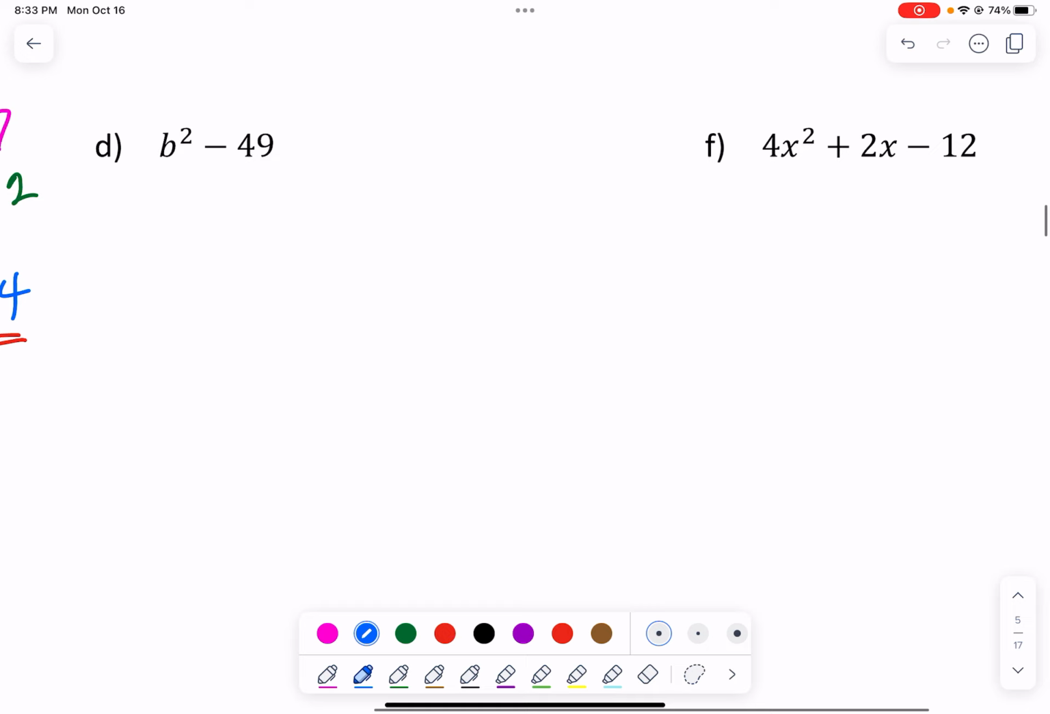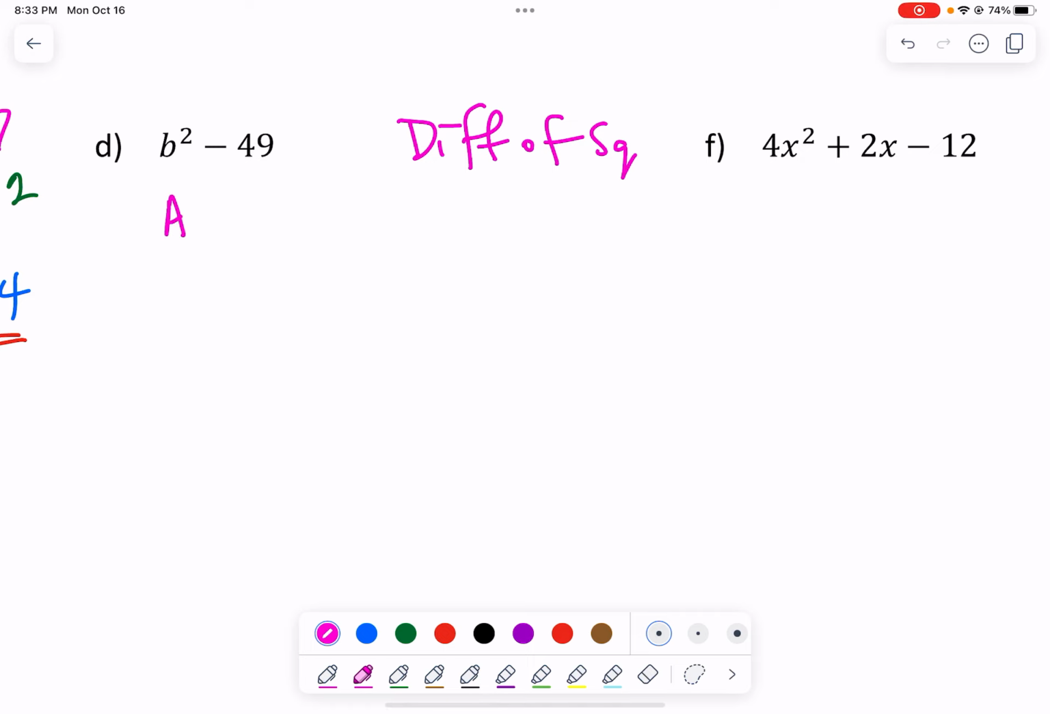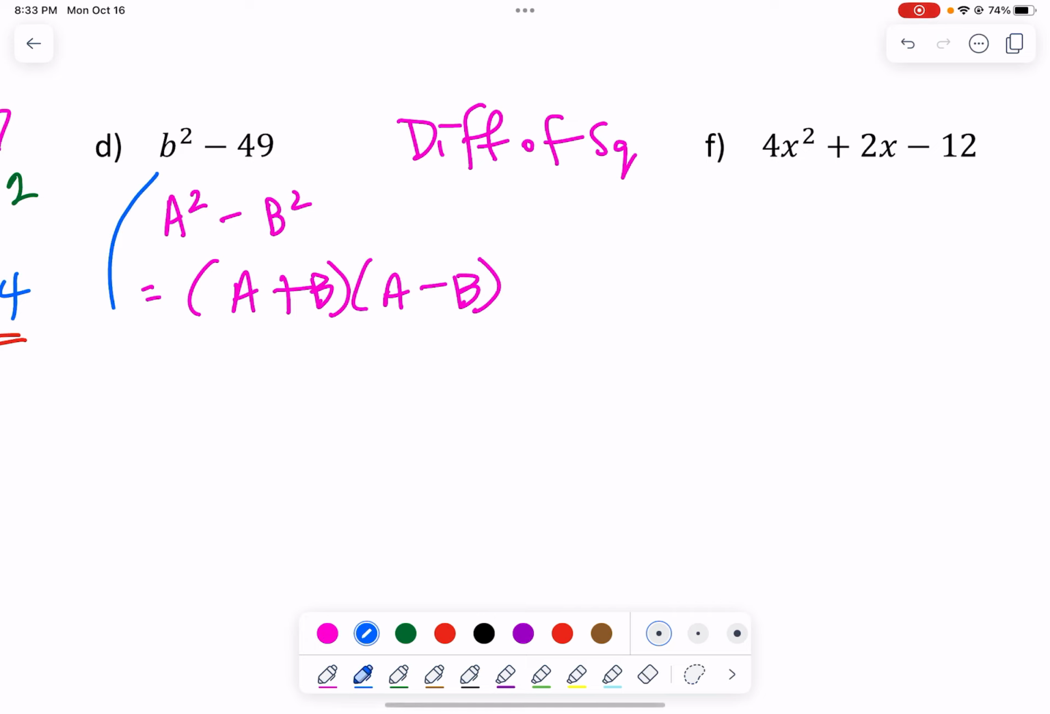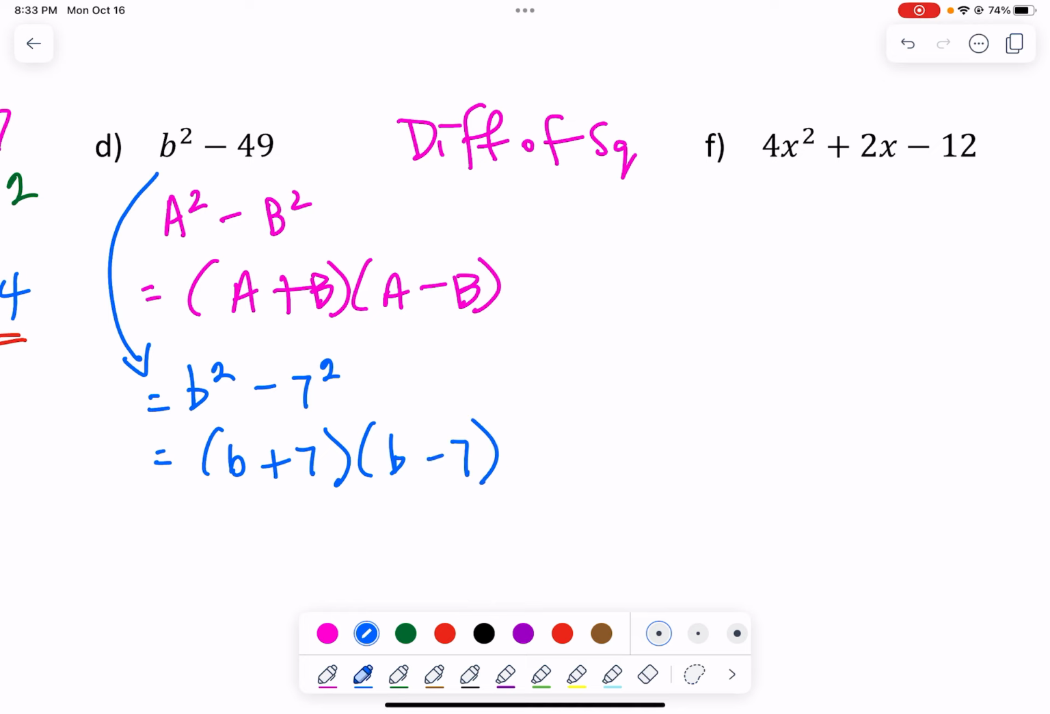D. This is a difference of squares. And just to remind you of that, if I've got a squared minus b squared, when I factor it, I'm going to have a plus b times a minus b. So in this question, I really am having b squared minus 7 squared. And when we factor that, that means I'm going to get b plus 7 and b minus 7, difference of squares.